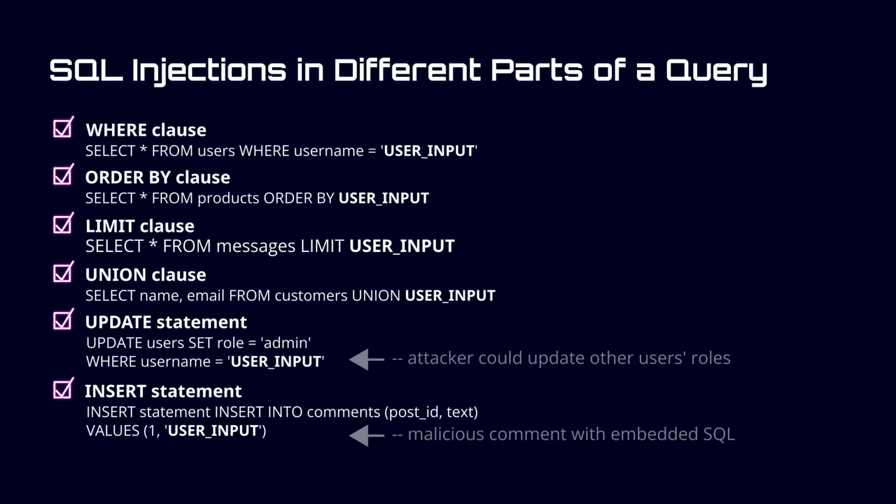If your app lets users update data, an attacker might inject code into an update query, like changing their own role to admin. Or in an insert query, they could inject a malicious string disguised as a comment. If user input isn't filtered or parameterized, any part of your query is vulnerable.